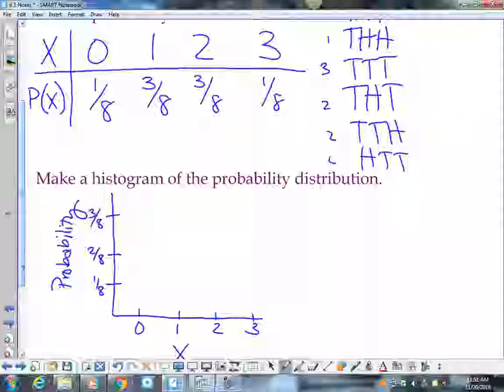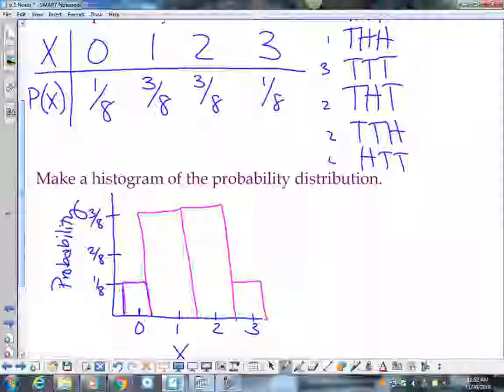So for 0, I'm going to make a bar, and it's going to straddle the 0. And it's going to go up to 1/8 and come down. And then for 1, it's going to go all the way up to 3/8. And for 2, it's going to stay at 3/8. And for 3, it's coming back down to 1/8.